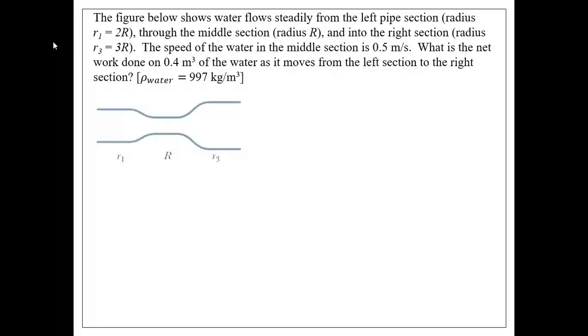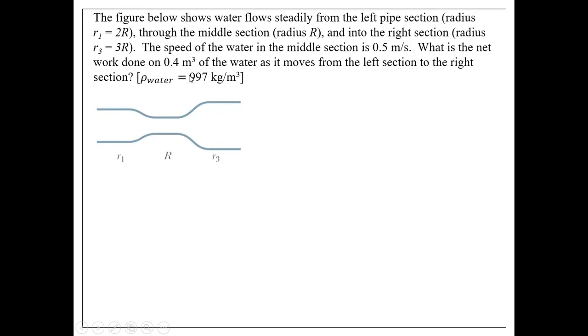In this particular video, we have water that flows from the left side of the pipe to the right side of the pipe. This pipe here has three different segments. R1 here is known as 2R, R being capital R here in the middle section. And then on the right side where the water exits, the radius here is given as 3 capital R. So it's kind of normal, narrow, and then wider.